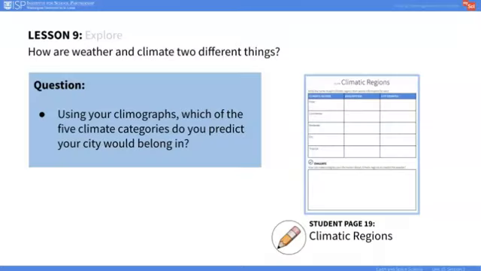In the Explore portion of this lesson, students will define the 5 major climate zones: polar, continental, moderate, dry, and tropical. Students will revisit the climate graph they analyzed for a city and determine which climate zone their city would fall into.